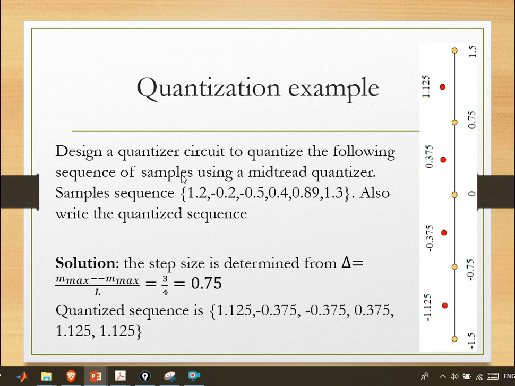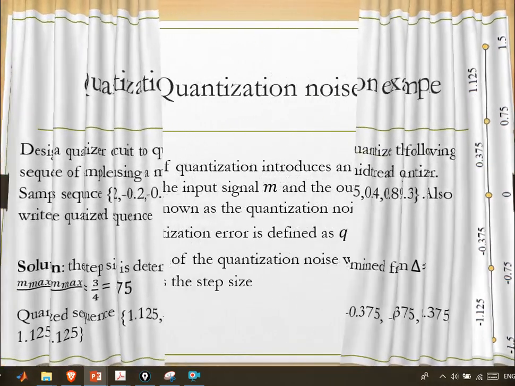How much is the noise, the quantization error here? It is this minus this. There is an error. If I ask you how much it is, you just find the difference, and the same you do with the rest. So it's not difficult. Is it clear? This is a simple example in which you can design a quantizer circuit.